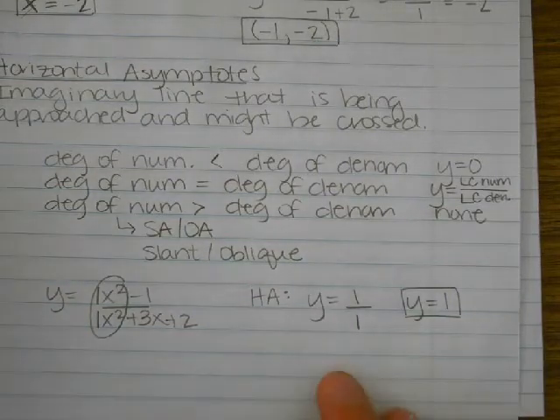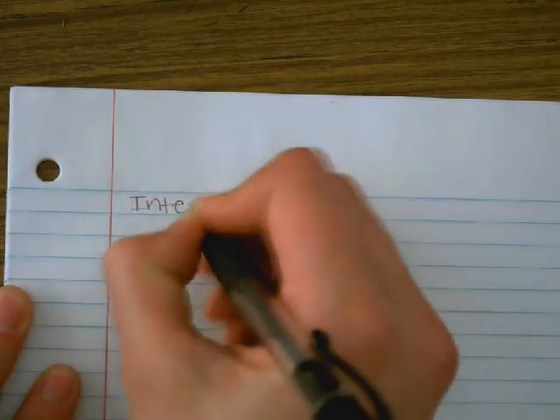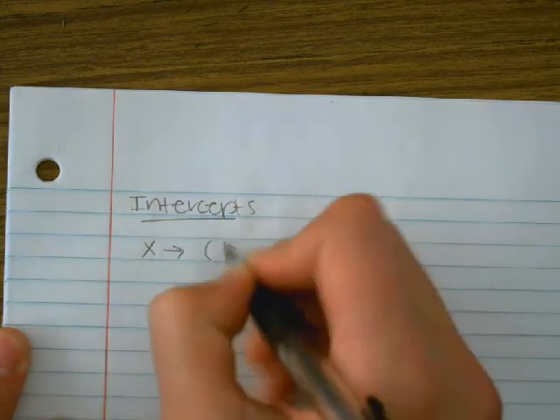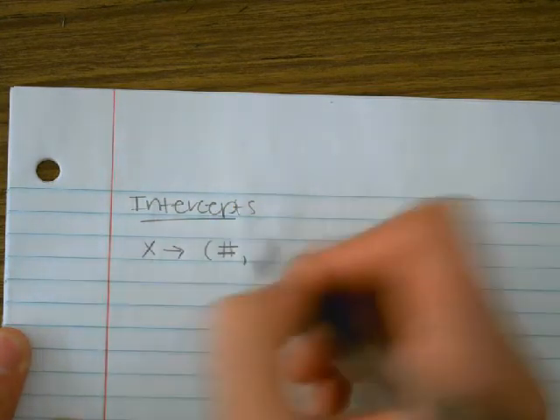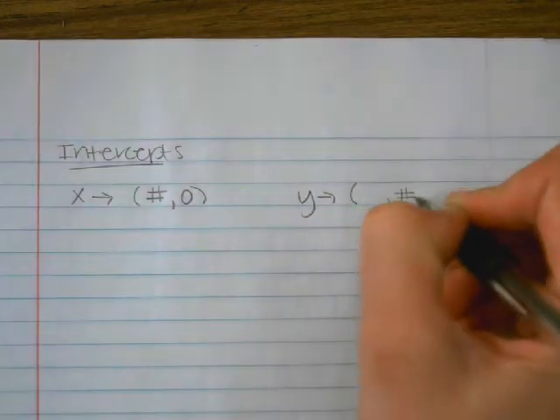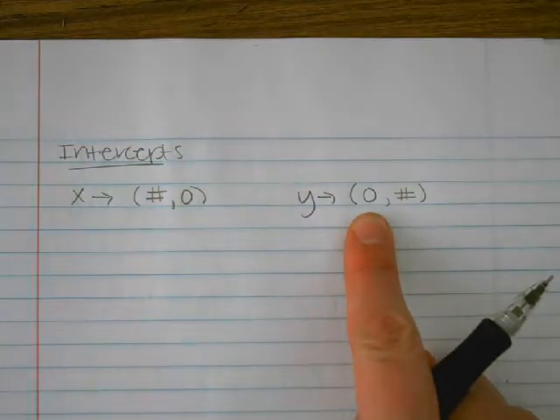All right, next we're going to look to see how we might find our intercepts, so x-intercepts and y-intercepts. To find our x-intercepts, we know that you always write them with a number for the x-coordinate, and then the y-coordinate is always 0. There's no exceptions to that, it's always 0. And to find the y-intercept, you're going to have a number for the y-coordinate, and then the x value is always going to be 0, no exceptions.